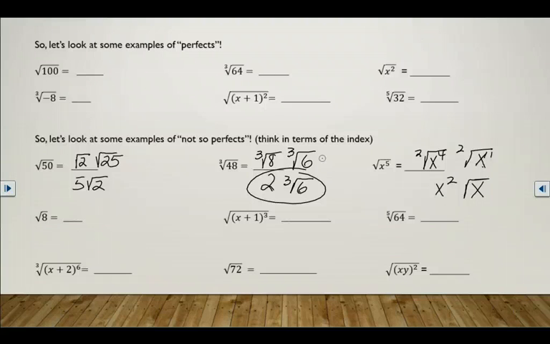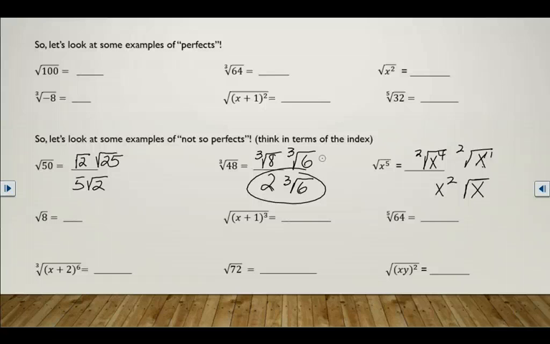I cannot take the square root of it, so I have to change it into something I can. Why can I take the square root of x to the 4th? Because 4 is divisible by 2. So I change it to x to the 4th times x to the 1st, because 4 plus 1 is 5. Does that help?